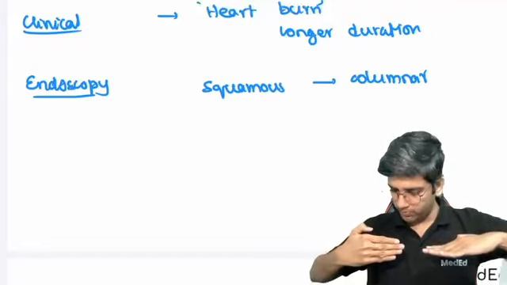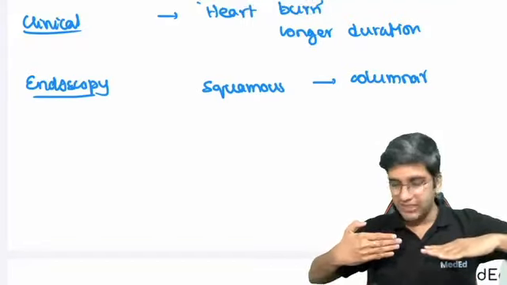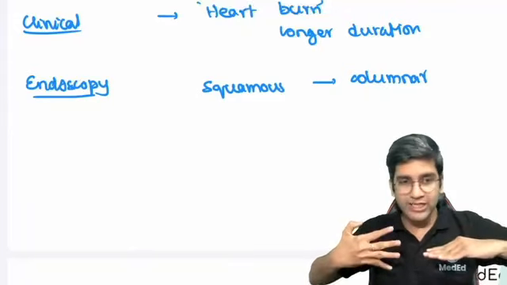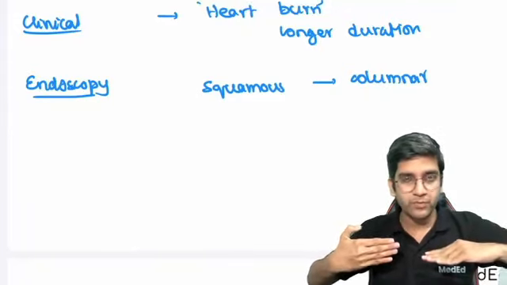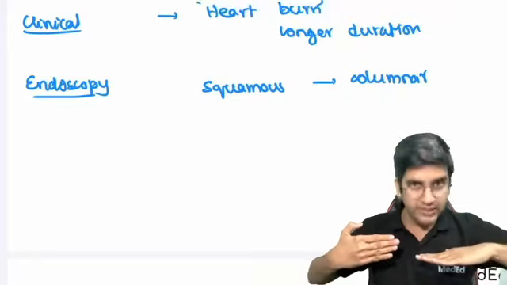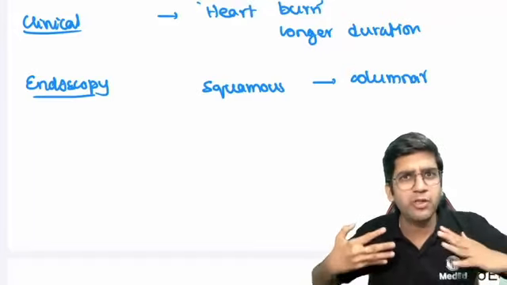I am looking at it from the top. Which blood vessel do you think will be easily visible? The single-layered columnar blood vessel or the multi-layered squamous blood vessel? Which will be easily visible? The single-layered columnar blood vessel will be easily visible. With multiple layers, I won't see the blood vessel easily, right? Simple logic.